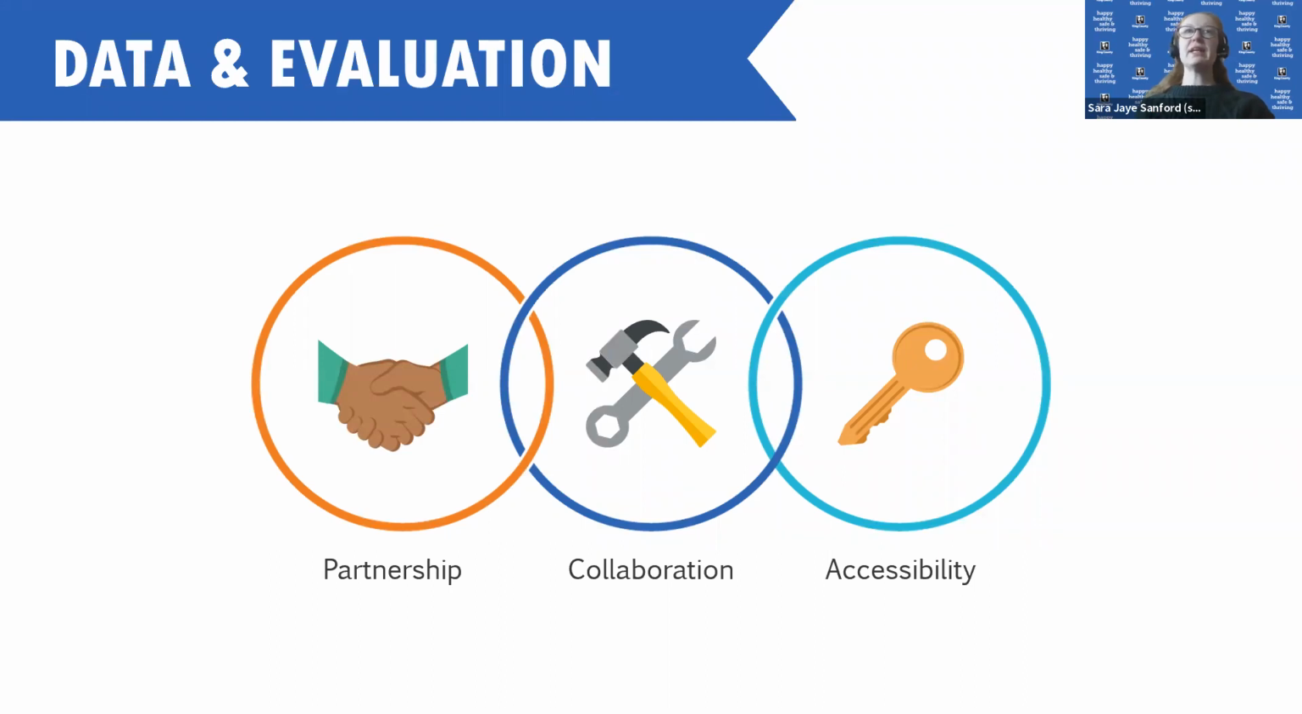So Best Starts for Kids data team has these 3 values: partnership, collaboration, and accessibility that we hope you will see reflected in our work together from the proposal stage all the way through evaluation work if you are funded. Today, I'll be sharing some tips to think about how you may want to include data in a Best Starts for Kids proposal, including where you can find it.